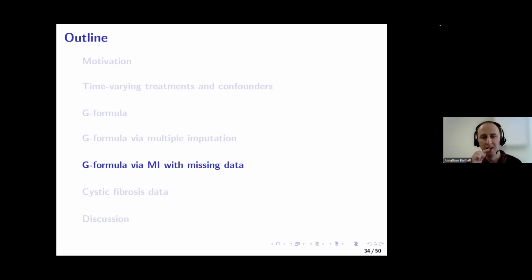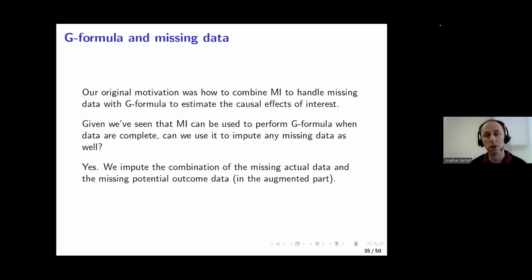Okay, so that was how you can use multiple imputation software and this modified variance formula to do G formula using a multiple imputation type approach. But the original situation that I was talking about was a situation where there were missing values in the original data set.